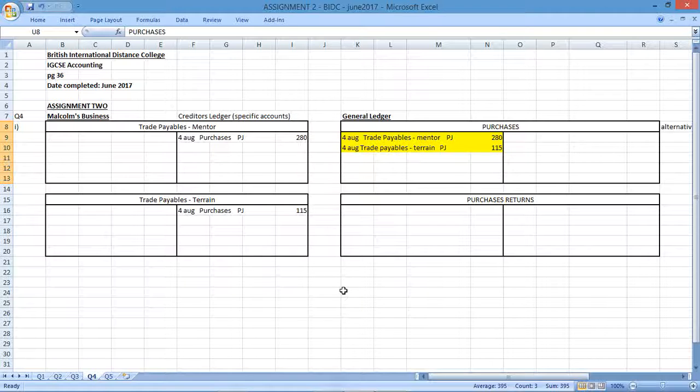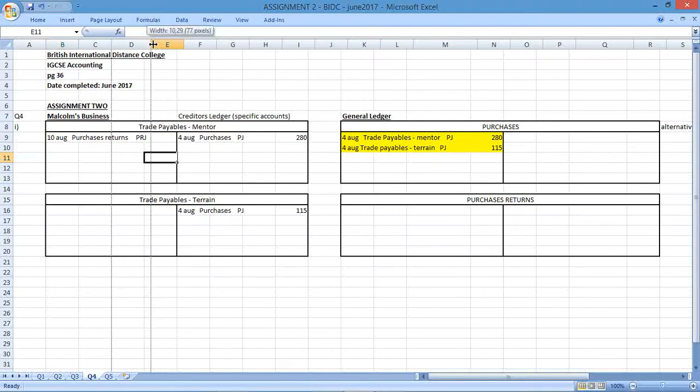Next, we have the purchases returns journal, and the purchase returns was for Mentor. So the trade payables account for Mentor is going to be decreasing. Liabilities decrease on this side, and we would reference purchases returns. This was on what date? This was on the 10th. Purchases returns from the purchases returns journal.